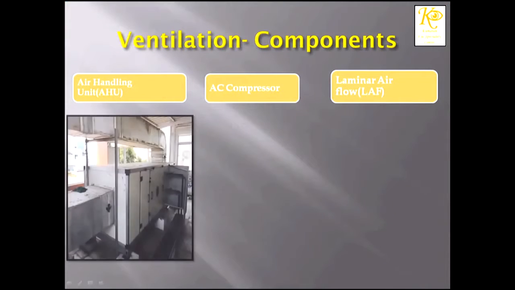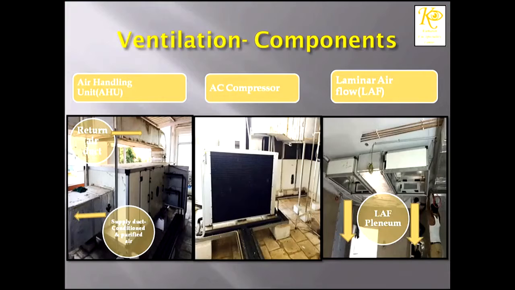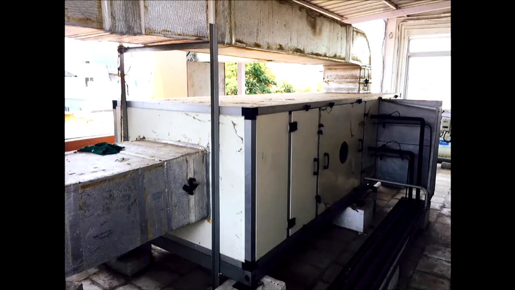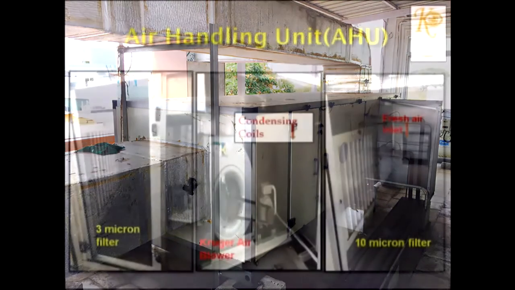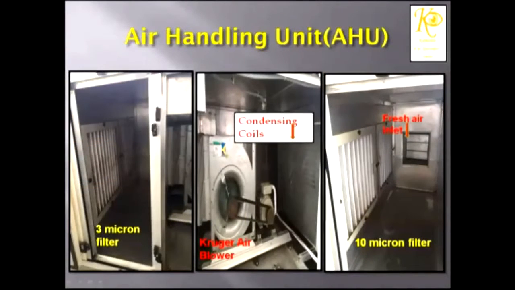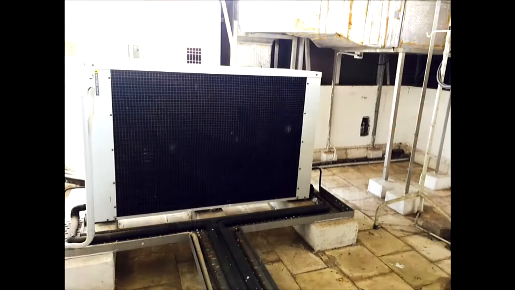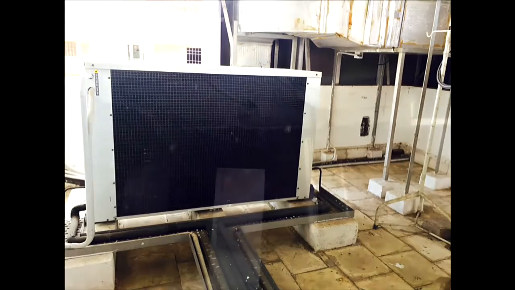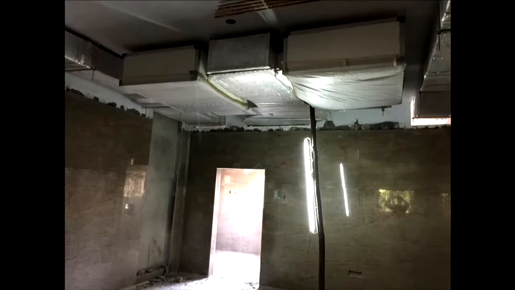The HVAC consists of three components: the air handling unit, the AC compressor, and the laminar airflow. This is the air handling unit. It is mainly responsible for filtering the air and sending it inside your theater. It contains three chambers, which consist of two sets of filters, the 10 and 3 micron filters. This is the air conditioning compressor, which cools the air, which is then let inside the theater.